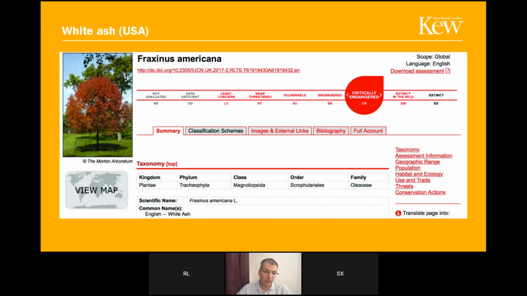Fraxinus americana in the USA was extremely common and is now listed as critically endangered simply because of the emerald ash borer.